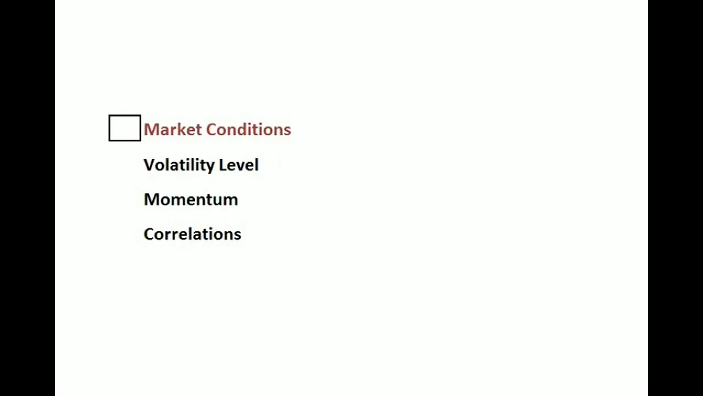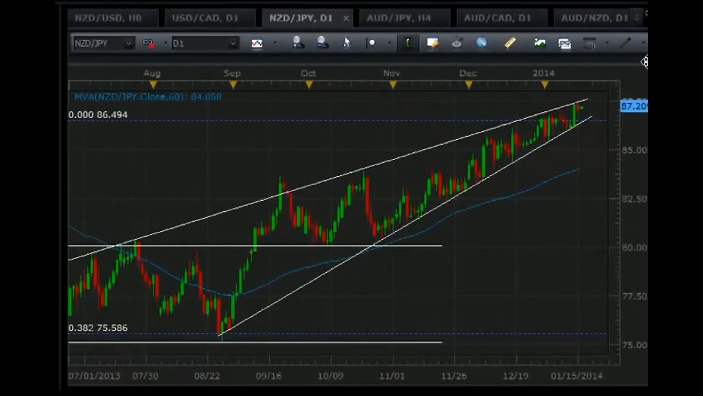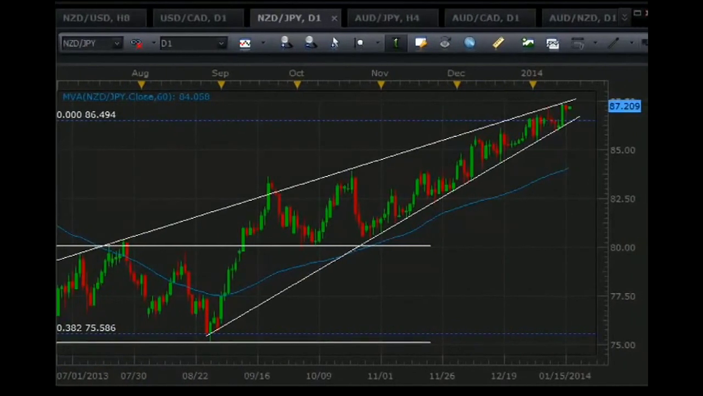Knowing that, it's going to be more difficult to force breakouts. All right? When you have setups like this Kiwi Yen wedge, which seems like a foregone conclusion, it's going to have to break, but under these volatility conditions might not be good.